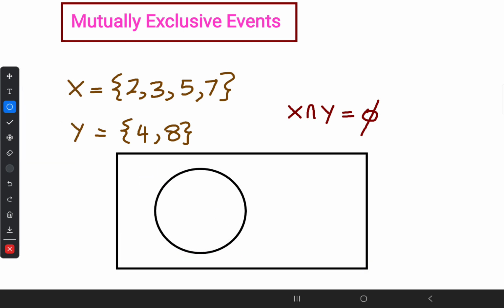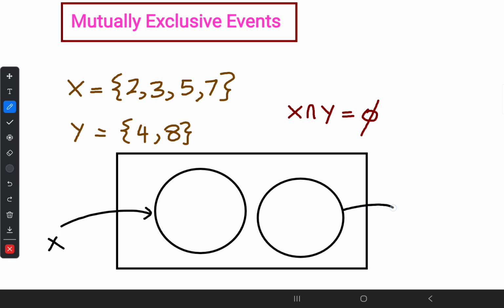Here is a circle and the next circle. There is no intersection. If there were an intersection, we would denote a common region which belongs to both of these circles. Since it doesn't have any intersection, we draw two separate circles, 4 and 8. So this would be the notation.